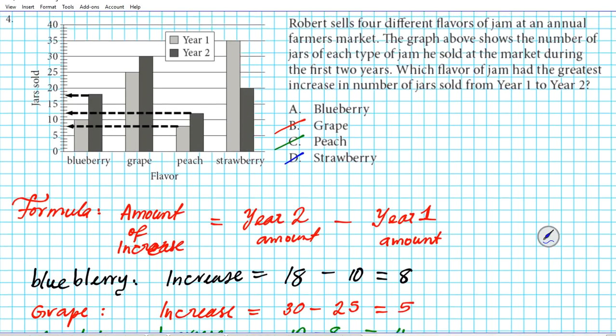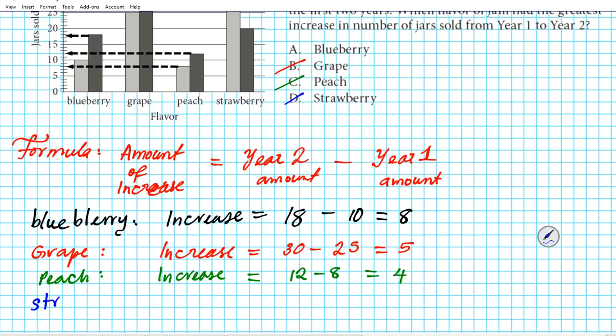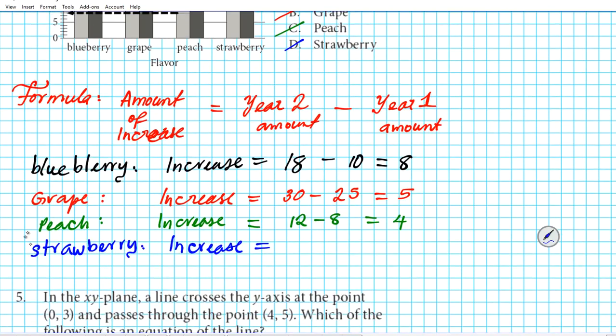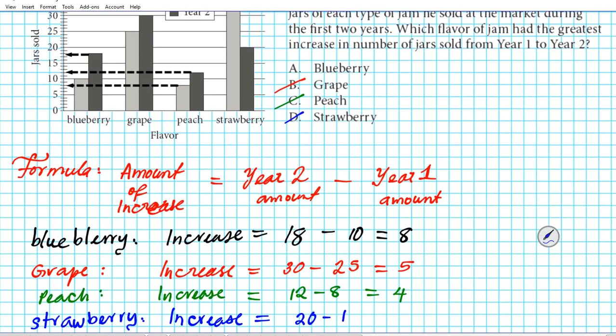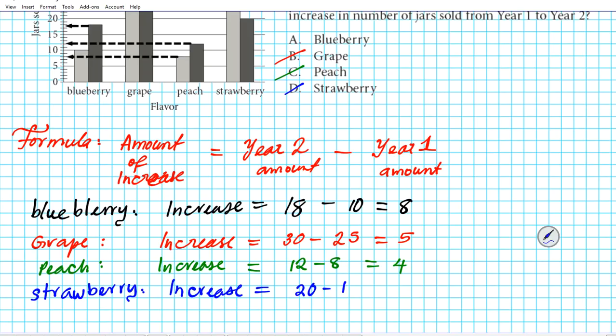But let me just show you the computations that lead to my conclusion here. For strawberry, we don't have an increase, we have a decrease. So what kind of answer do you think we are going to get? Year 2 is 20, as you can clearly see. So 20 minus year 1. Year 1 is 35. So 20 minus 35 gives us the amount increase.